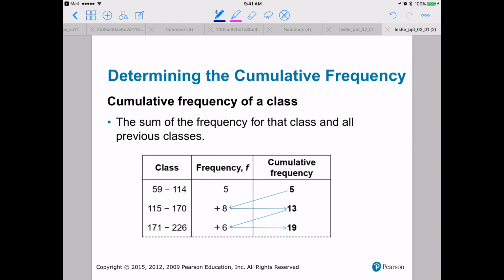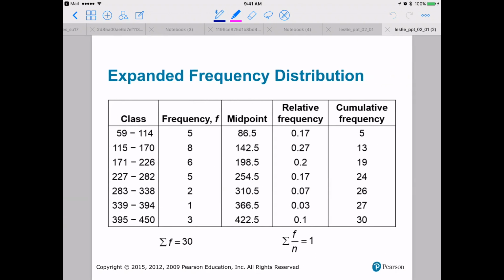So the cumulative frequency for this class right here, for the second class, is going to be 5 plus 8, which gives you 13. Okay, and then to get the cumulative frequency for the next class, you take 5 plus 8 plus 6, which is going to be 19. Okay, so the cumulative frequency of a class is the sum of the frequency for that class and all previous classes.